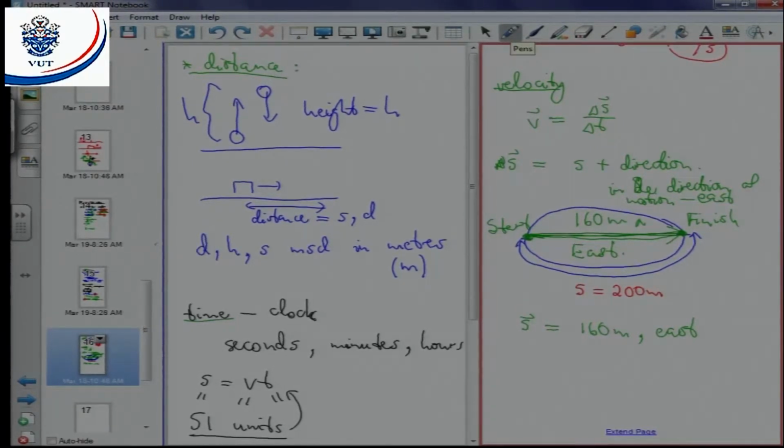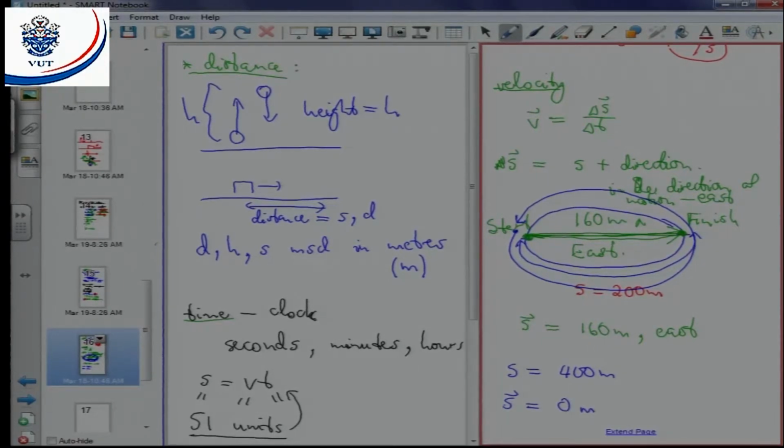And also notice that sometimes, even though one has a non-zero distance, one can also at the same time have a zero displacement. So if we run the full 400 meters from here all the way around back to where we started, then the distance for that race is 400 meters, whereas the displacement is 0 because we are back where we started. Okay, so it's just 0.